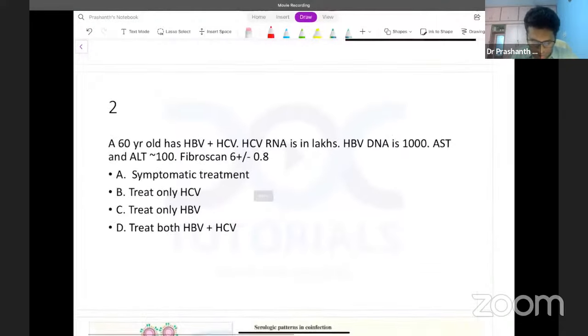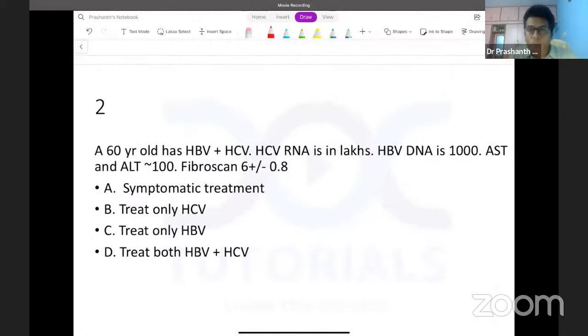So let's go to the next question. A 60-year-old has a combination of HBV and HCV. HCV RNA is in lakhs, I'm not sure of the exact number. HBV DNA is 1,000. AST, ALT are approximately 100. Fibroscan is within normal range. There is no fibrosis.